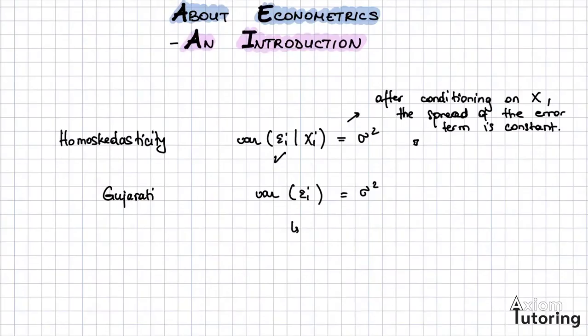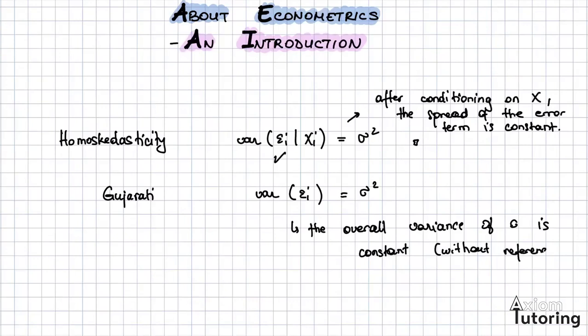This would mean that the overall variance is constant. And keep in mind, this is without referencing anything about the x. The same story that we said about the conditional and unconditional mean will apply for the variance as well. The conditional version is the one that is stronger as an assumption, while the unconditional one is the weaker and at the same time also the older version.